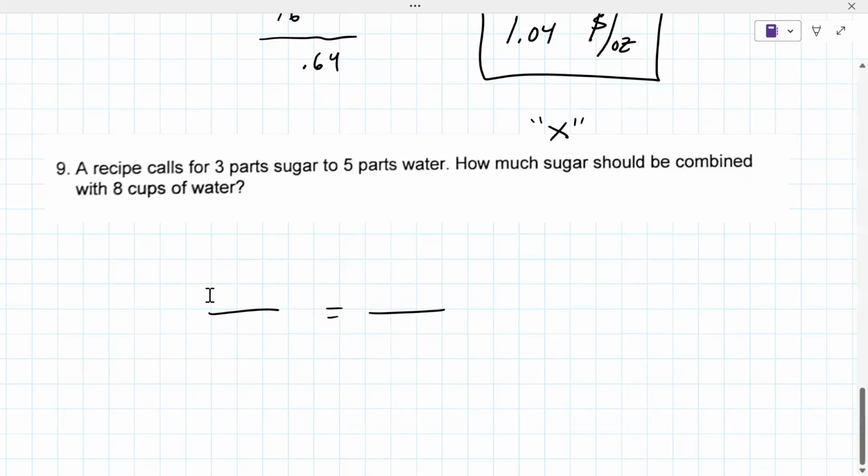Tell me what goes top left, top right, bottom right. Top left is 3 parts sugar and bottom left is 5 parts water. Top right is X and bottom right is 8 parts water. All right, so this does not pre-reduce, and when you cross multiply and divide, you're going to have to do long division. It does work out to 1 decimal place, so give that a try. I'll be right back with you.